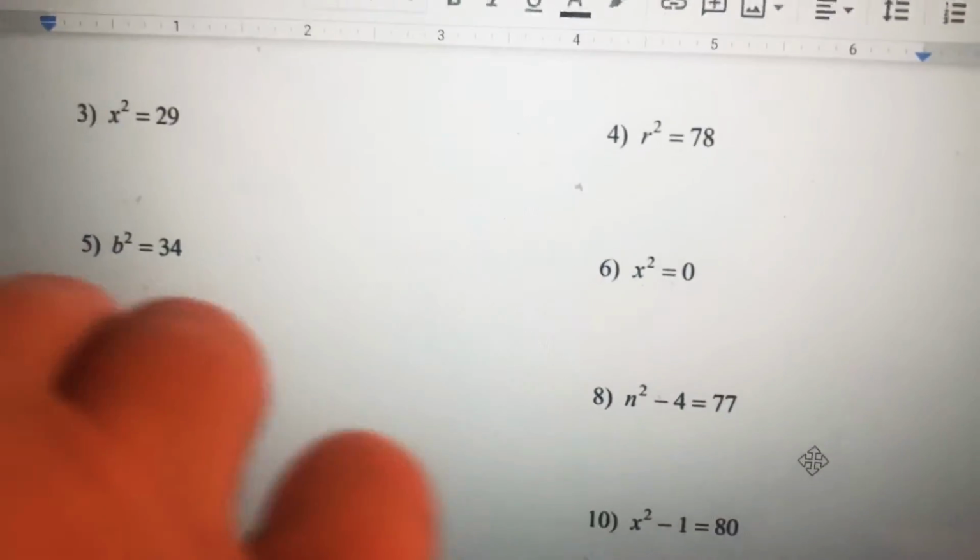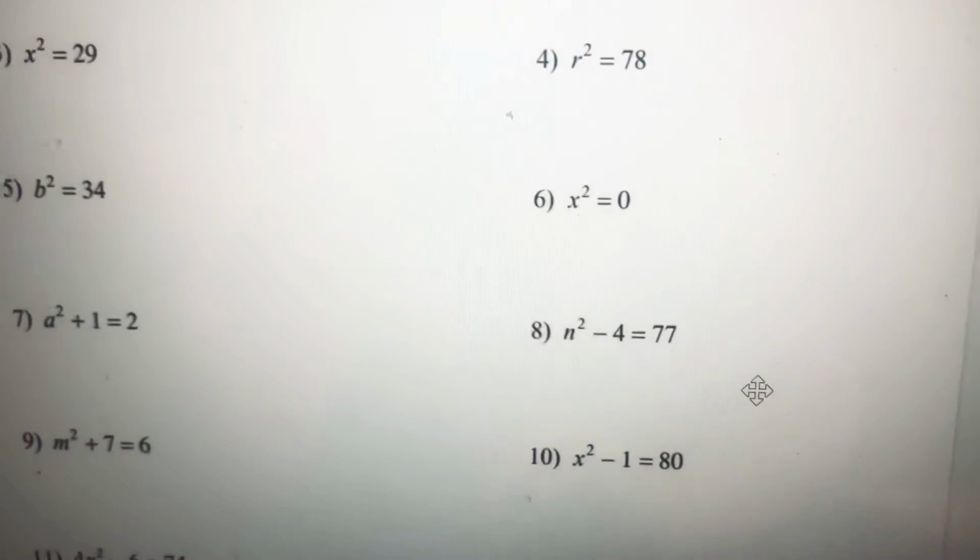The first ones at the top are all basic ones that we all did in class. You just take the square root of both sides, right? Here you add the 4, take the square root, right?